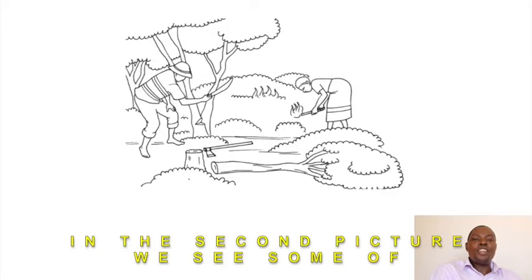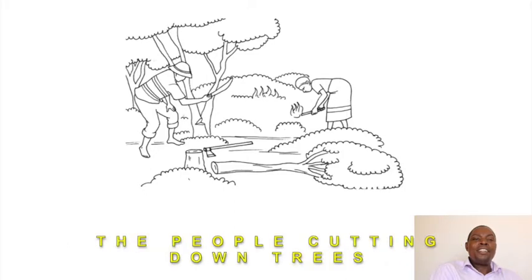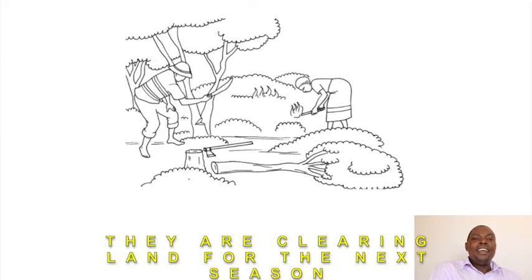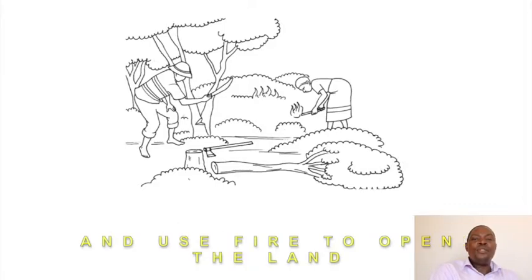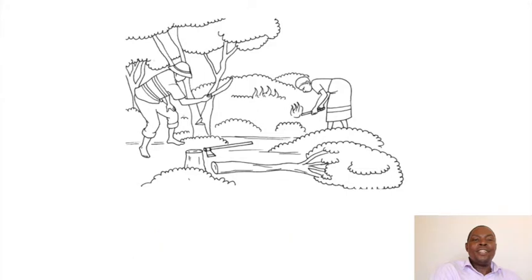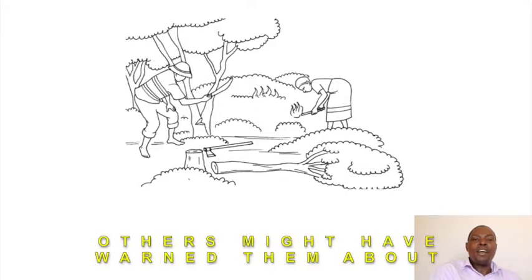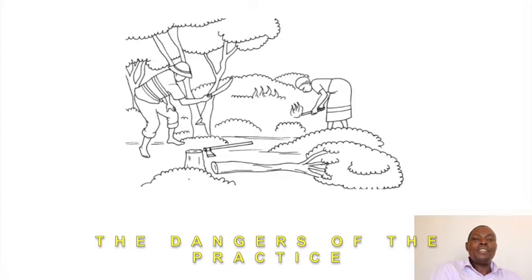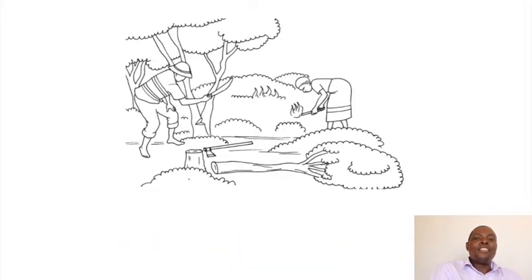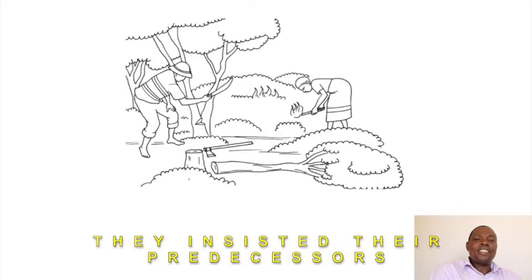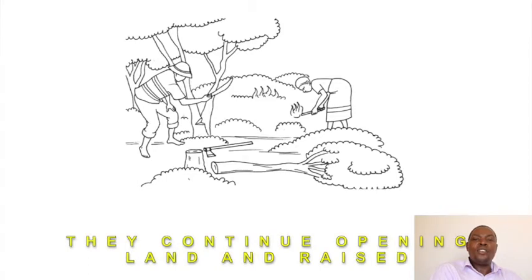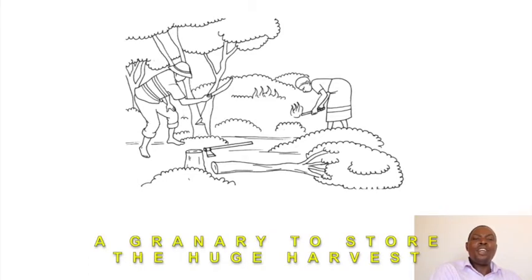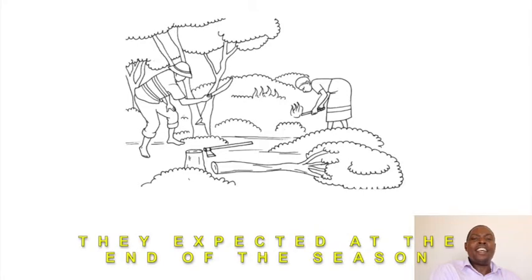In the second picture, we see some of the people cutting down trees. They were clearing land for the next season. They cut down all the trees and used fire to open land. Others might have warned them about the dangers of the practice, but they did not listen. They insisted their predecessors had used the same practices to become great farmers. They continued opening land and raised a granary to store the huge harvest they expected at the end of the season.